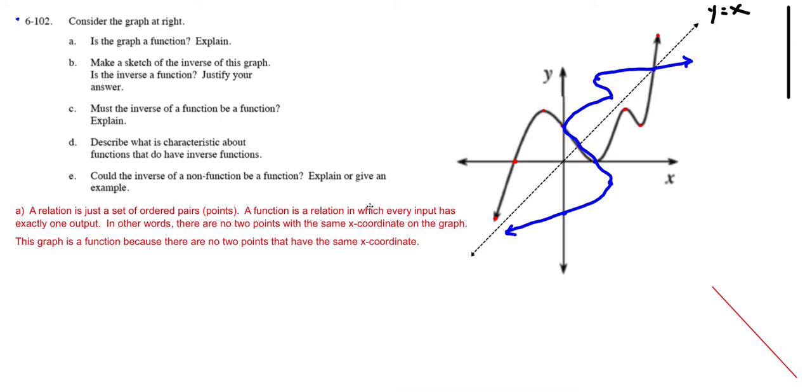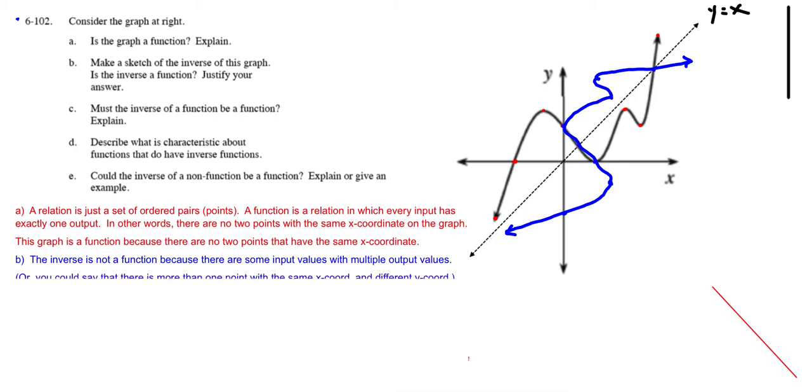So, is it a function? I cheated a little bit this time just because I was having trouble fitting everything on here. The inverse is not a function because there are some input values with multiple output values, as we just looked at. Or you could say that there is more than one point with the same x coordinate and different y coordinate. If that makes sense there.